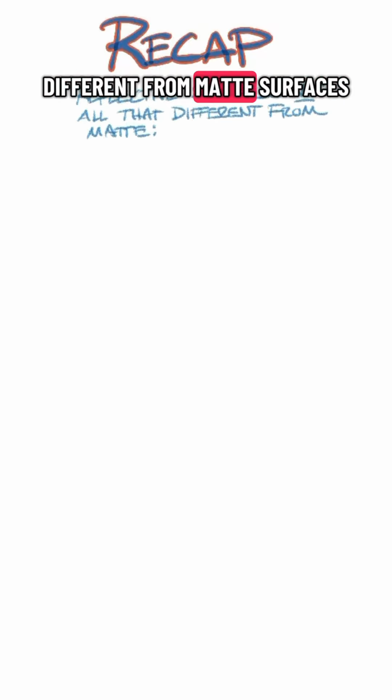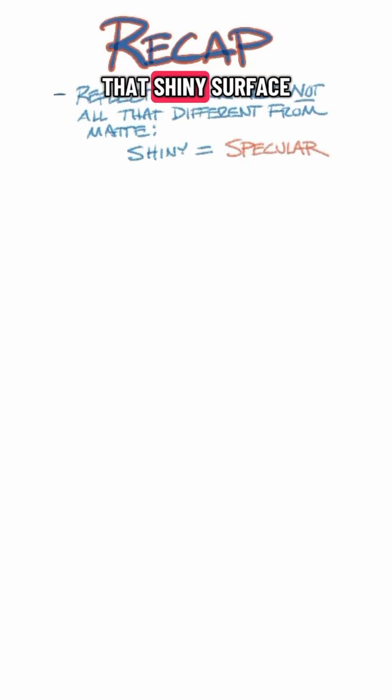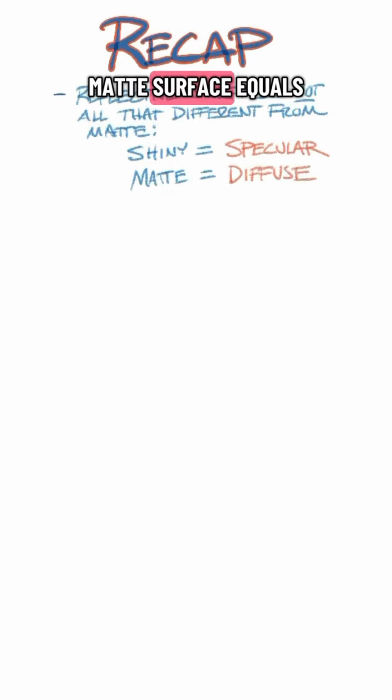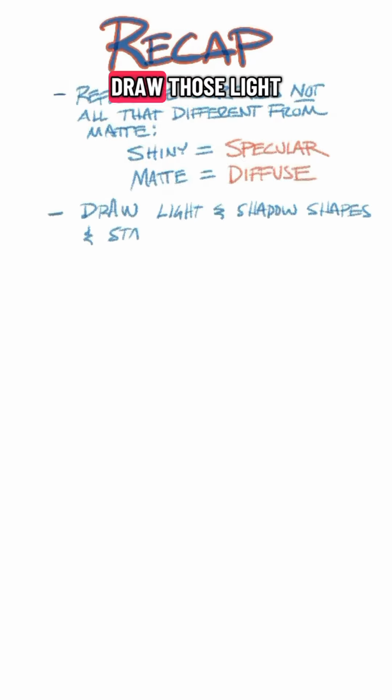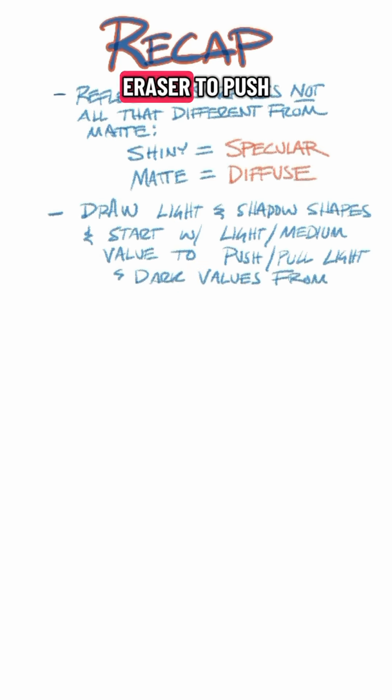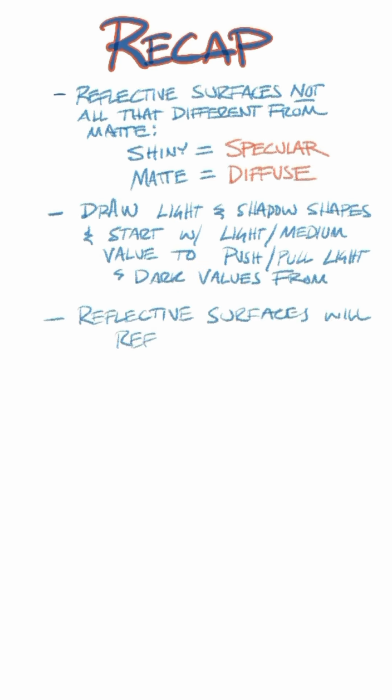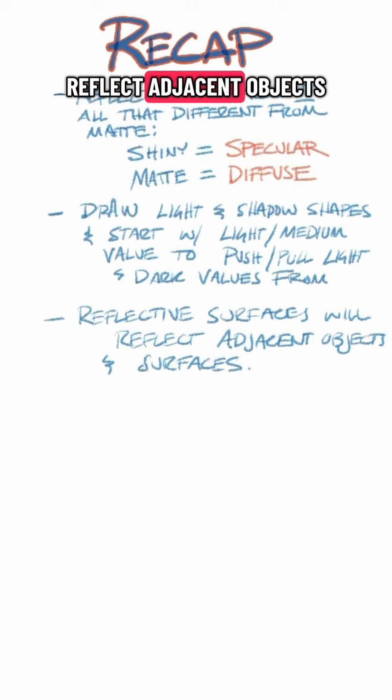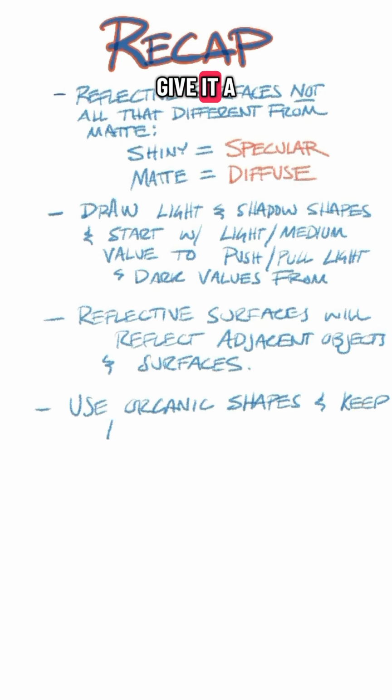Now to recap, reflective surfaces are not all that different from matte surfaces. Shiny surface equals specular lighting, matte surface equals diffuse lighting. Draw those light and shadow shapes over the surface of your object and use the pencil and its eraser to push and pull light and shadow. Reflective surfaces are also going to reflect adjacent objects and surfaces that will help give it a sense of reality.